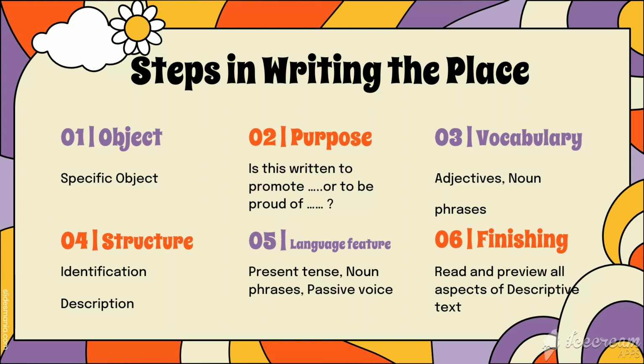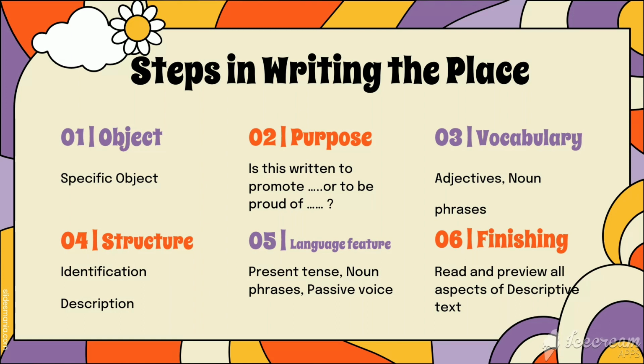And then the fourth is structure. Remember, the structure of descriptive text are identification and description. It will be continued, explained further. And then the fifth is language feature. Remember, you have simple present tense, noun phrases, and passive voice inside the descriptive text. And then the next step is finishing.